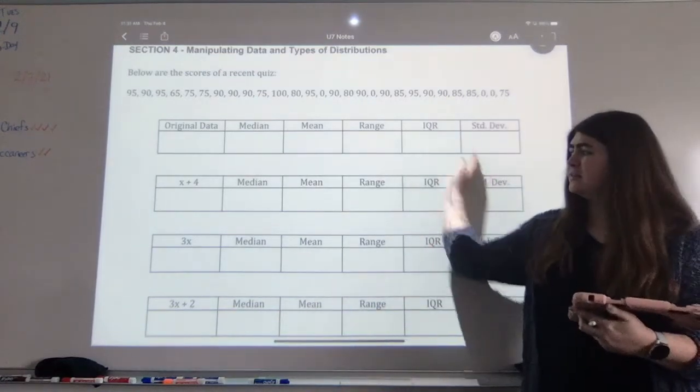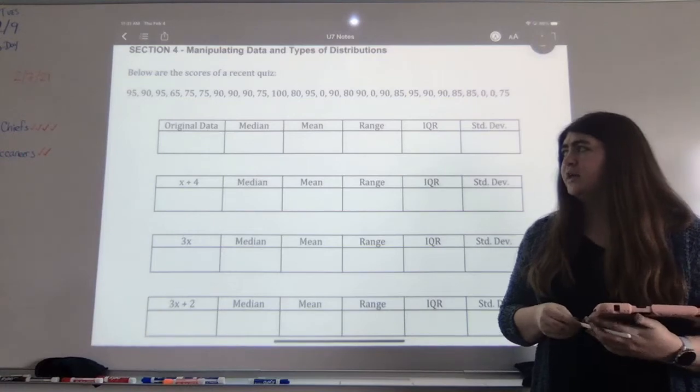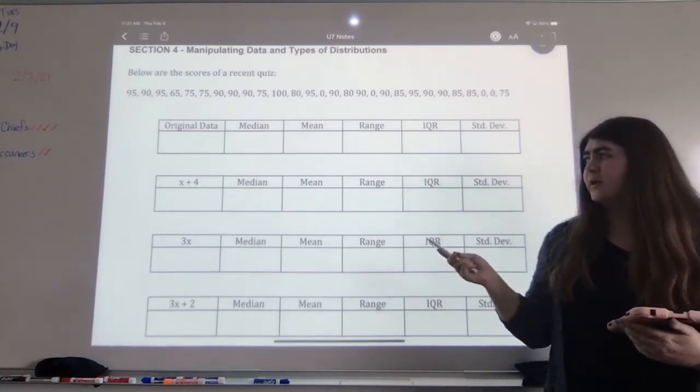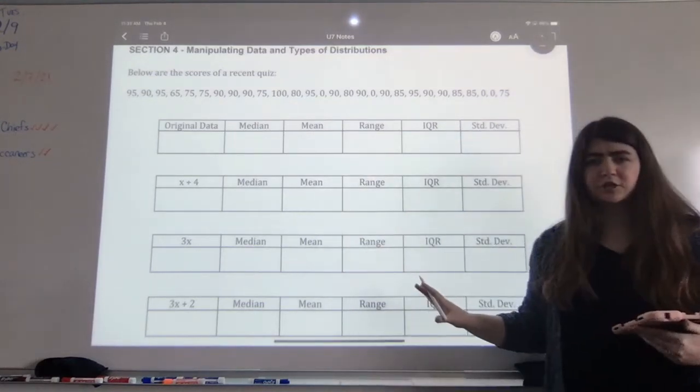So all of this calculating is going to be done on the calculator, and we're going to switch to a video that covers all of the calculator steps in just a moment, and then we'll come back from that video and we will have all of our data in our chart.